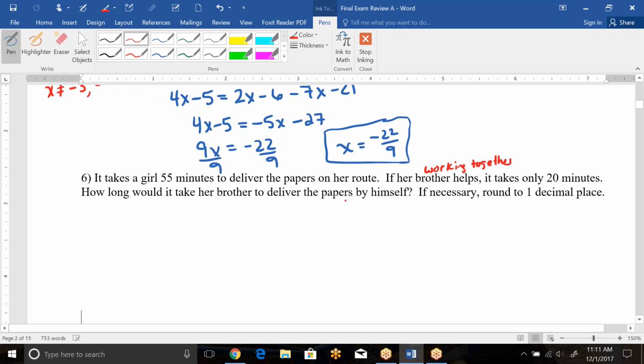How long would it take her brother to do it by himself? If necessary, round to 1 decimal place. Okay, so the problem with this is that you have a girl who's working, you have a boy who could be working by himself, and then you have a combo where they're working together.